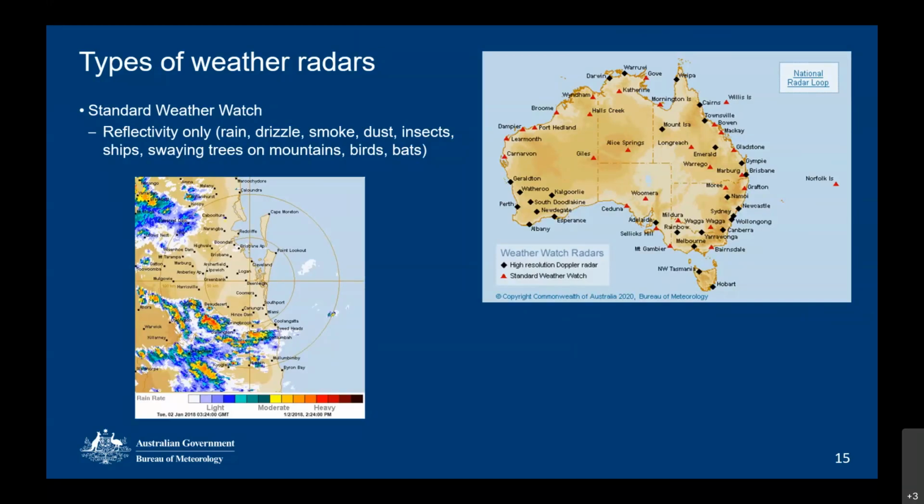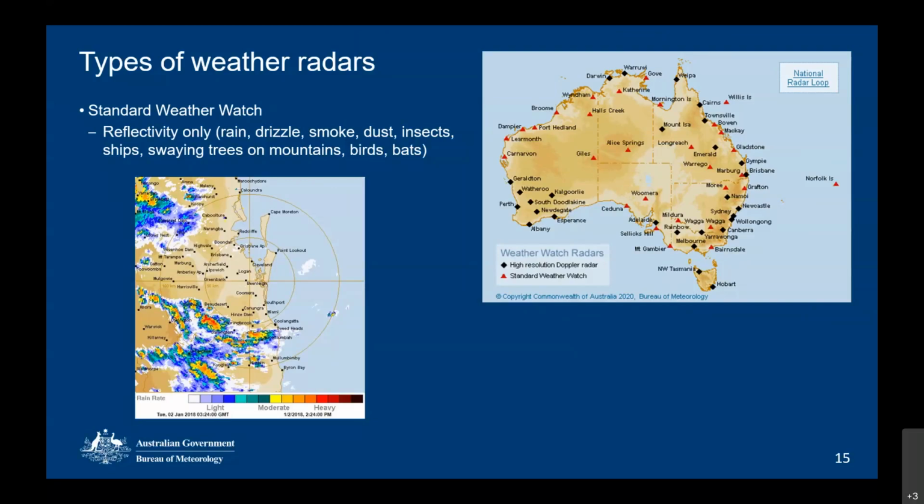They also pick up smoke, dust, insects, birds. Sometimes you see swaying trees on mountains, particularly when you're looking at the radars along the eastern seaboard. When you're looking along the Great Divide, you might see a clear day and a dewy morning, and you might see a bit of what we call clutter hanging off the mountain range. That'd be trees swaying around that are wet, so we're getting a bit of reflectivity off that.